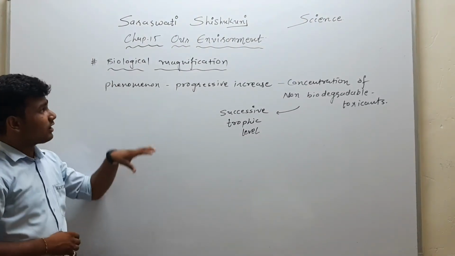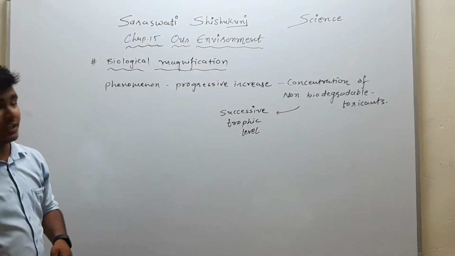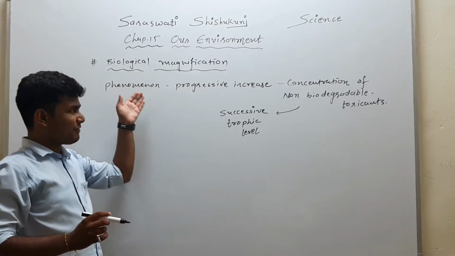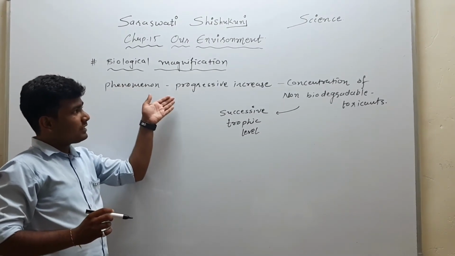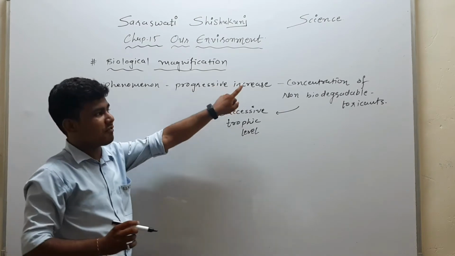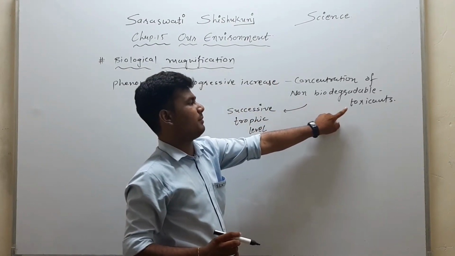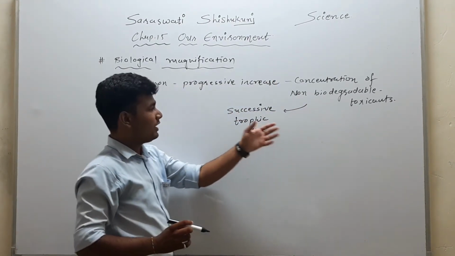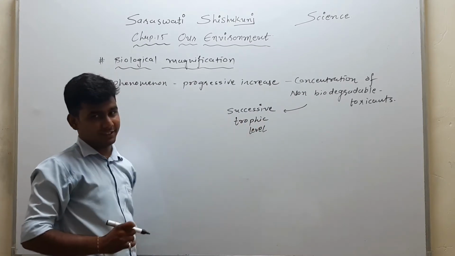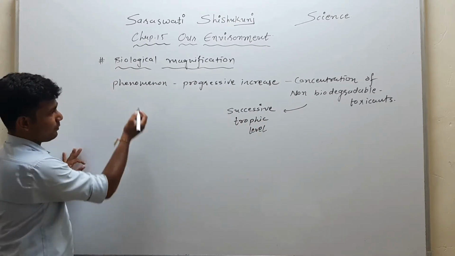Biological magnification. Now what is biological magnification? Biological magnification is a phenomenon in which there is a progressive increase in the concentration of non-biodegradable toxicants with successive trophic levels. Now let's try to understand how.